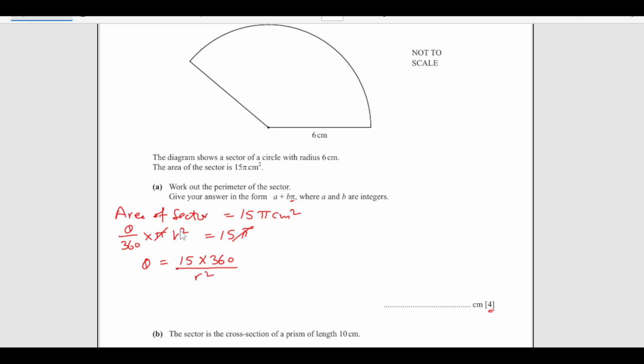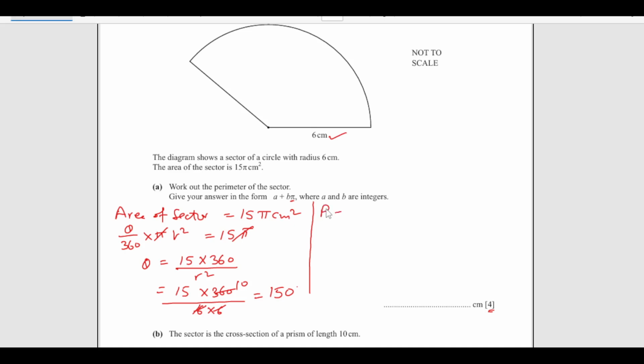So this is 15 times 360 and r squared, r we have 6 centimeter here, we are given. So 6 times 6 is 36. So this is 36, this will be 10 here. So 150. So we got theta 150 degrees. Now it's easy to find out the perimeter of the sector.